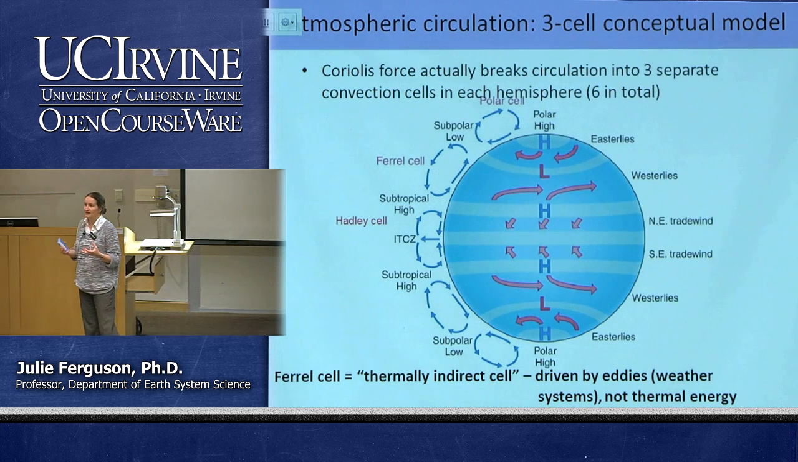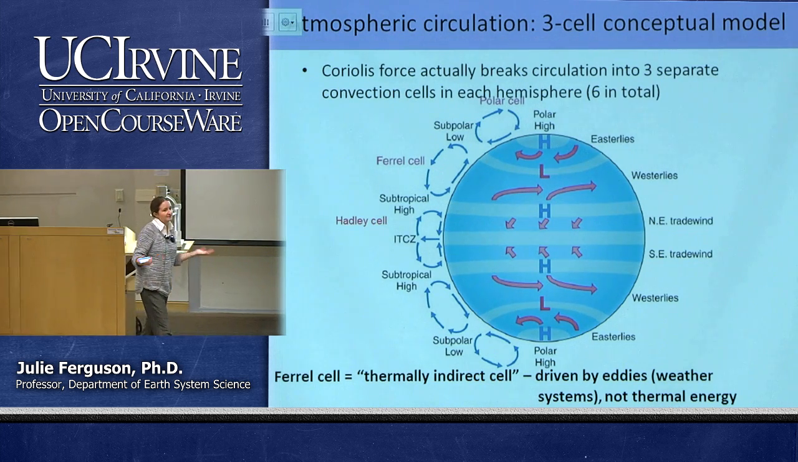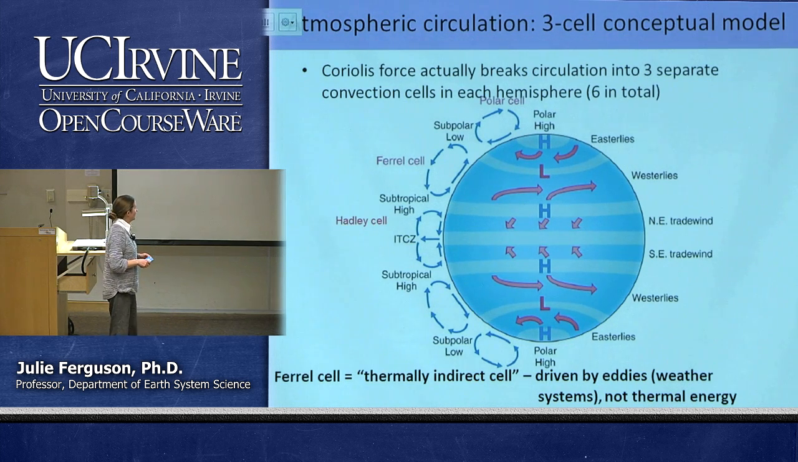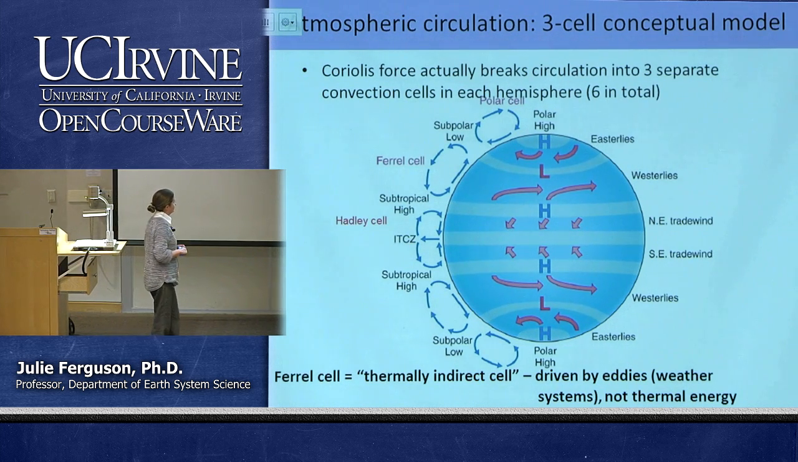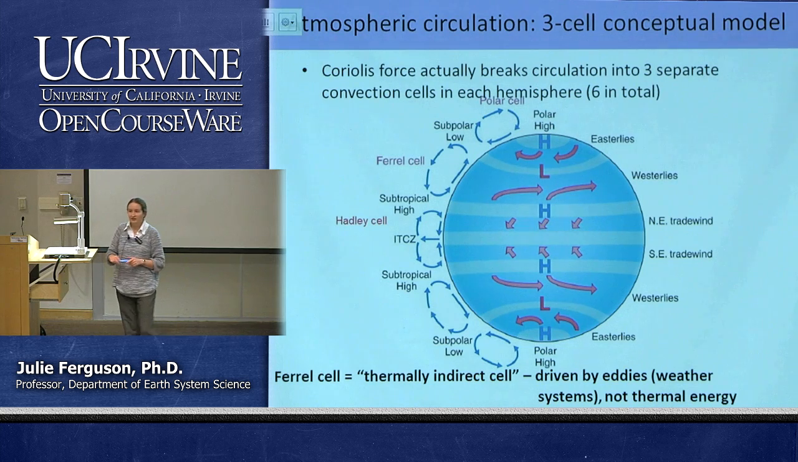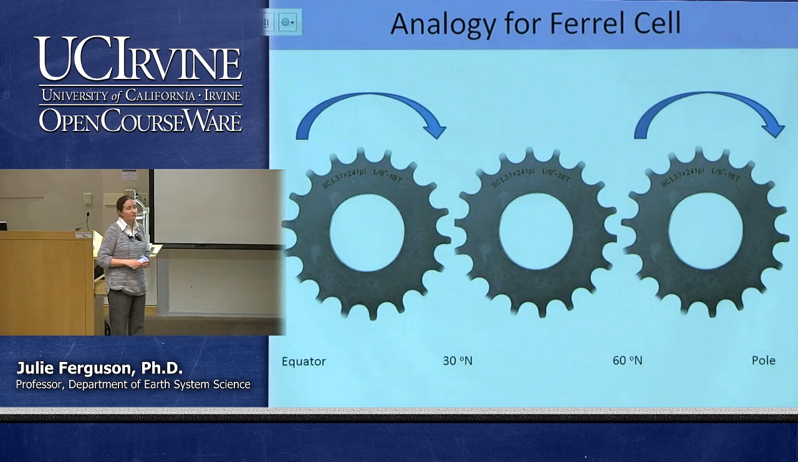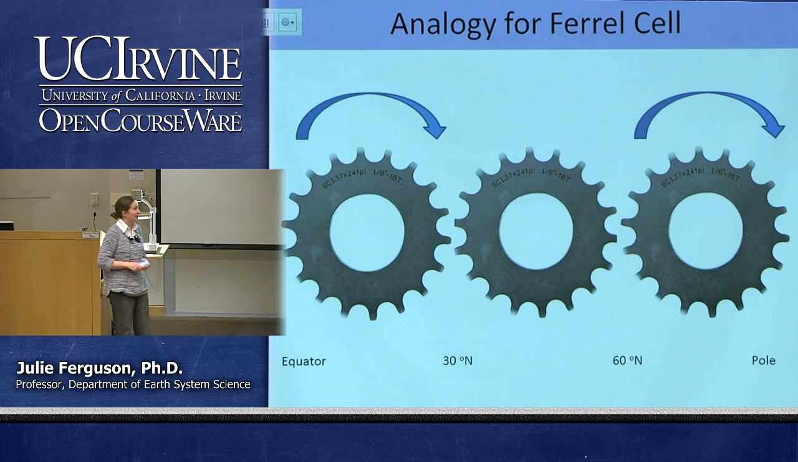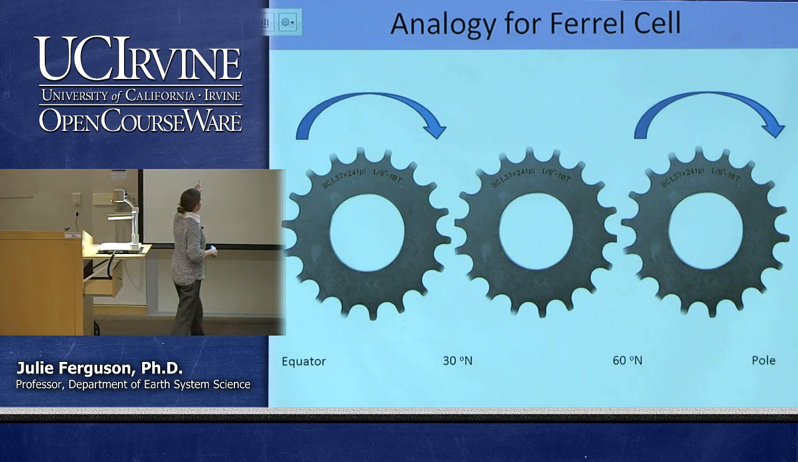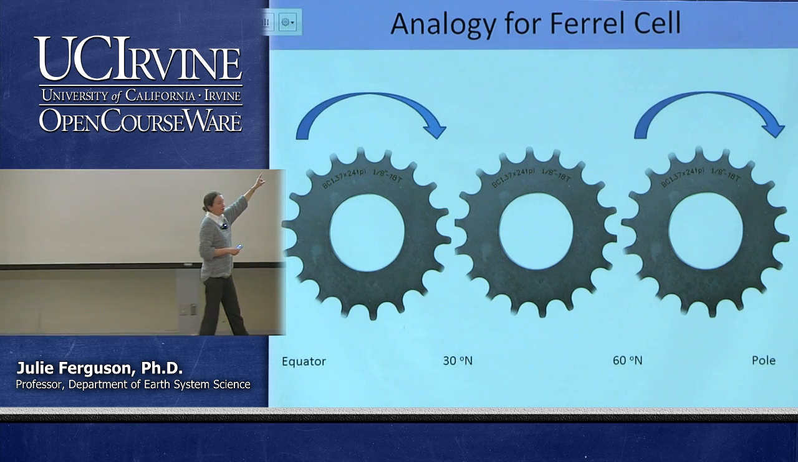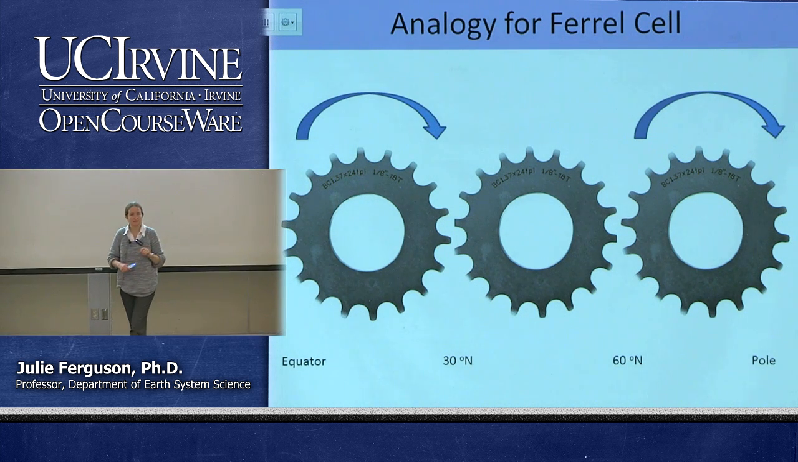It's actually not driven by thermal energy. It's not driven by heat. It exists because the others are there. Okay? So this is a thermally indirect cell. And my favorite analogy for this is if you think of little wheels like this. Okay? So here's my Hadley cell. Here's my Ferrel cell in the middle, and here's my polar cell on the right-hand side.